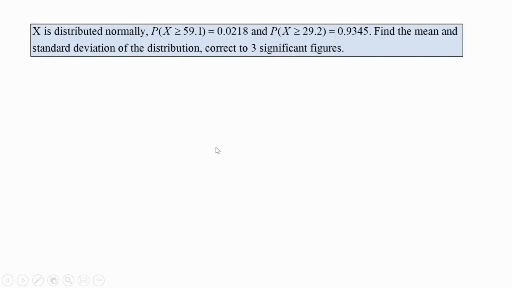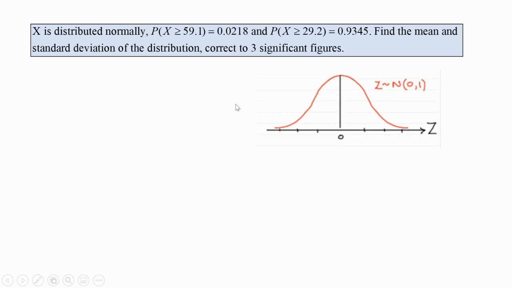Okay, this question is a little bit different. Here they are giving us an x value and a probability, and another x value and another probability, and we've got to find the mean and the standard deviation of the distribution. You have to think a little bit here, because the problem is we don't know our mean. And if we don't know our mean, we're not sure whether the 59.1 lies on the right of the mean or the left of the mean.